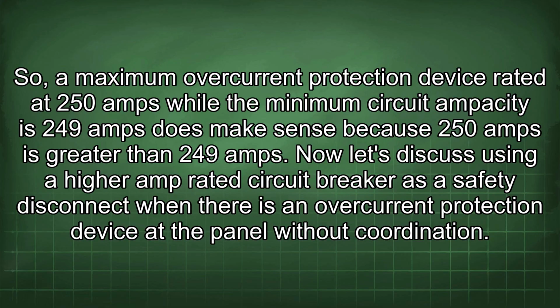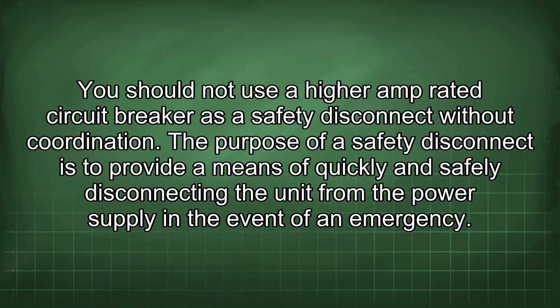Now let's discuss using a higher amp rated circuit breaker as a safety disconnect when there is an overcurrent protection device at the panel without coordination. You should not use a higher amp rated circuit breaker as a safety disconnect without coordination. The purpose of a safety disconnect is to provide a means of quickly and safely disconnecting the unit from the power supply in the event of an emergency.